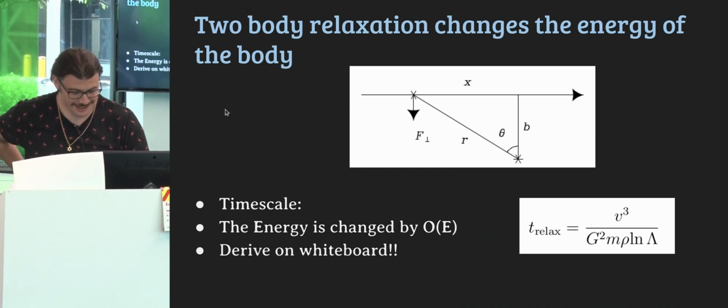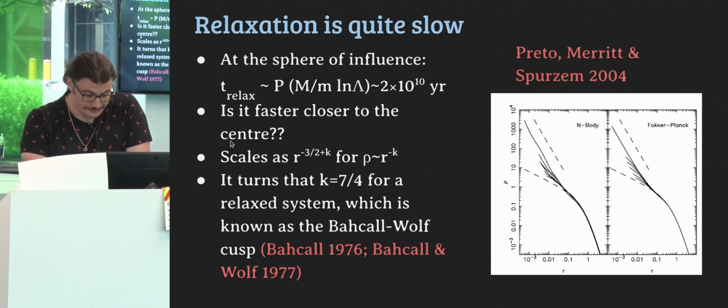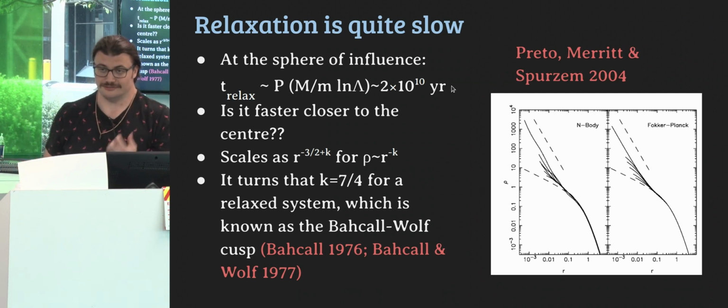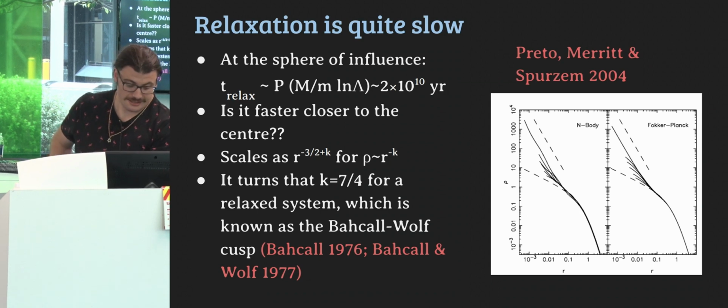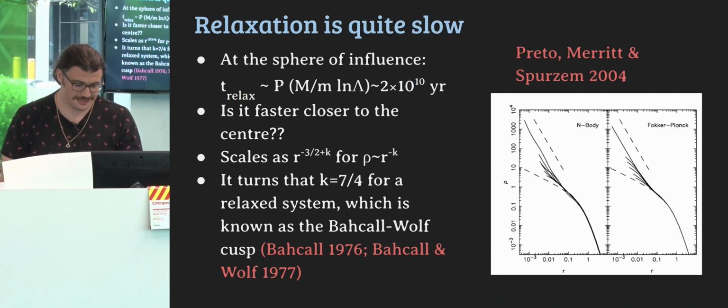So we have this relaxation time scale. It is relatively long, and, as we said, it's very long if we're at the sphere of influence. So maybe it's faster if we go closer to the center. And the answer is not really, which is a bit disappointing.